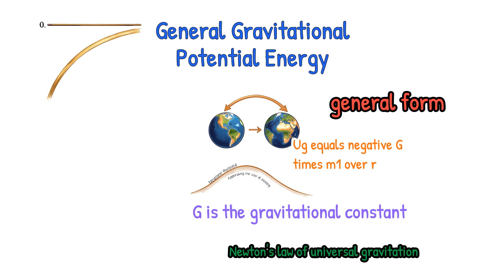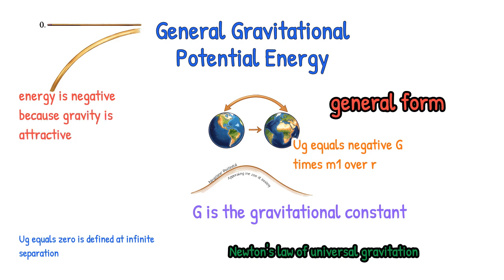In this case, UG equals 0 is defined at infinite separation, as r goes to infinity. The energy is negative because gravity is attractive. Work must be done against gravity to separate the masses to infinity.